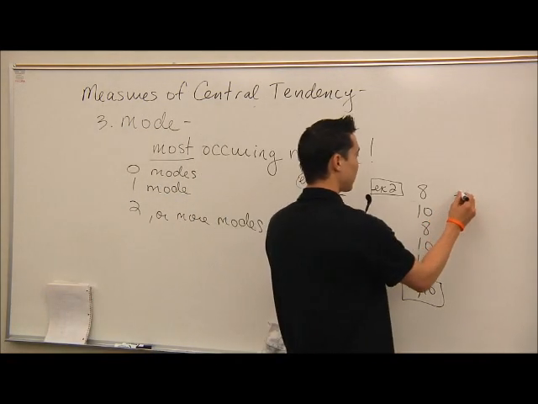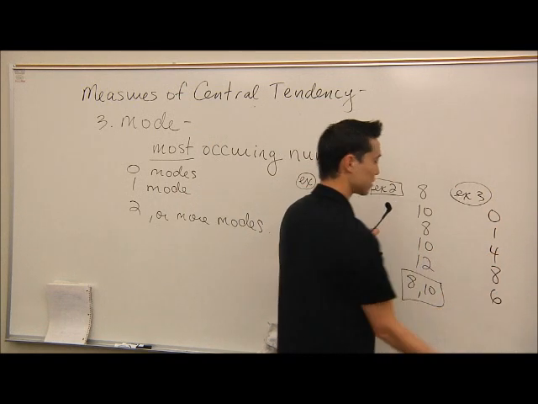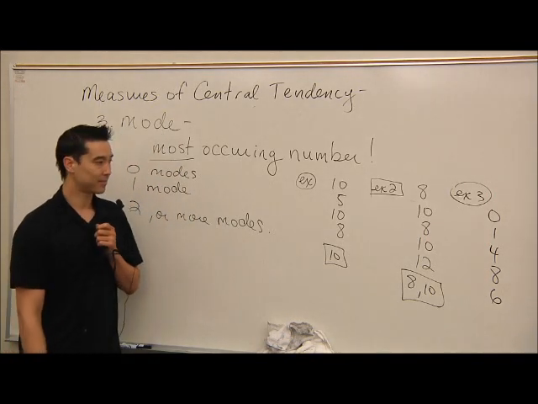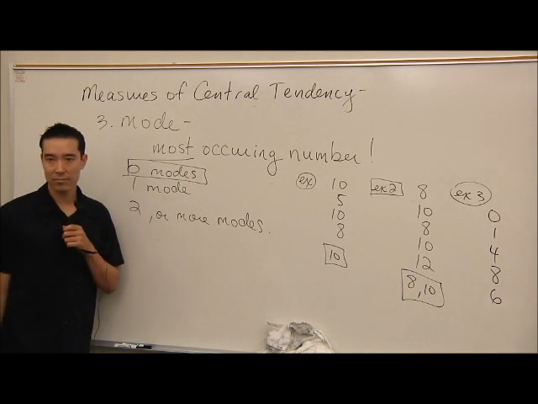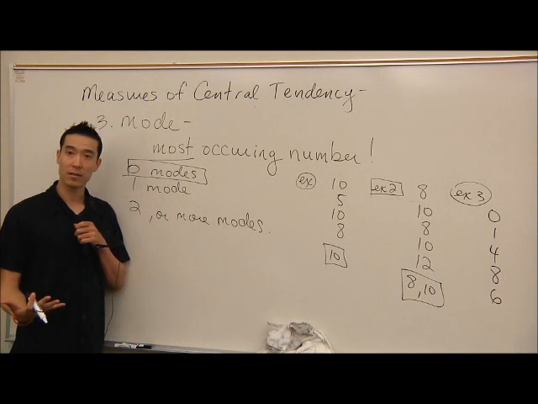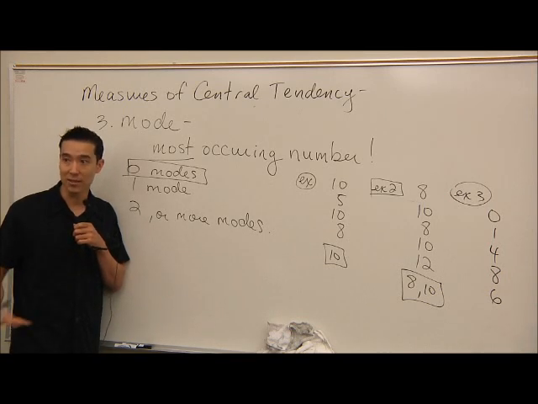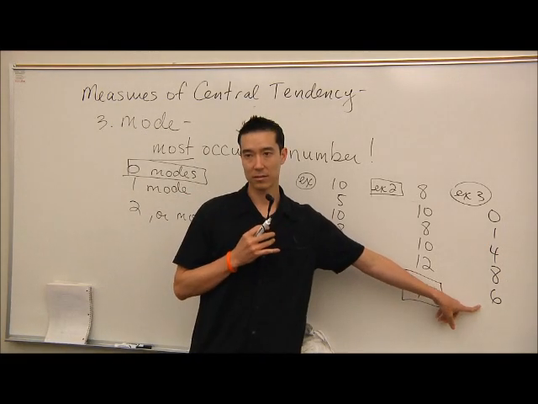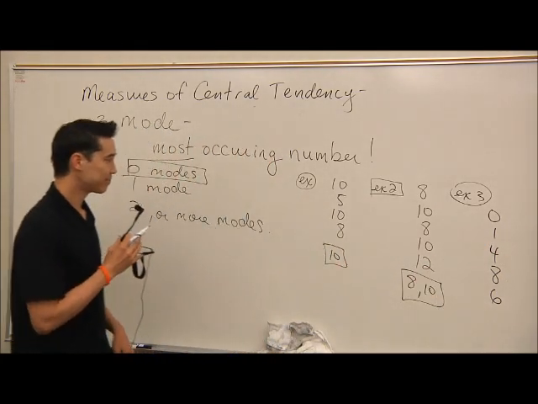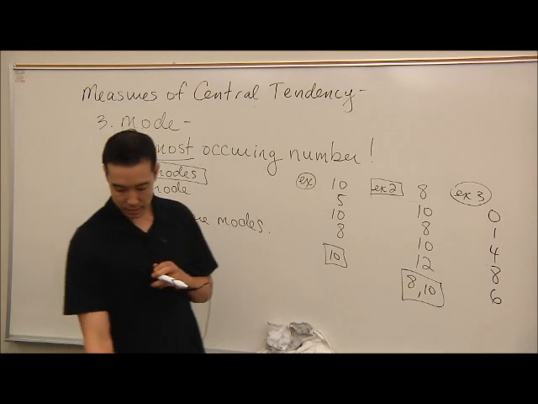Example 3. 0, 1, 4, 8, 6. What is the mode in that data set? There is none. This is where it gets tricky, right? We could say there are no modes there because no one number occurred more than the others. Or technically, you could say they're all modes because they all occurred the most, in that they all occurred once. Usually, for an example like that, we will say there are no modes. All right, and that is mode. Any questions on that one? Again, relatively easy, whichever one occurred the most.